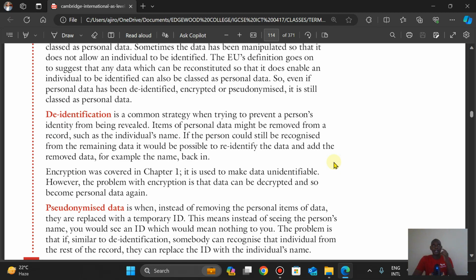We looked at it in chapter 1 when we talked about encryption, and we said that data can be encrypted, data can be decrypted. So even if these personal data are encrypted, it's still personal data. We need to get this fact straight.